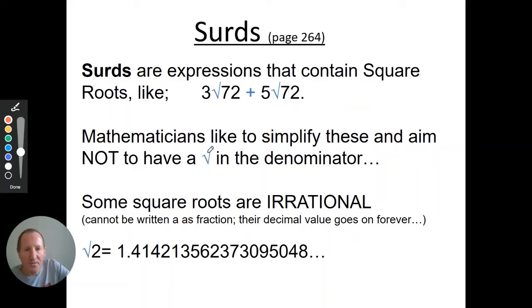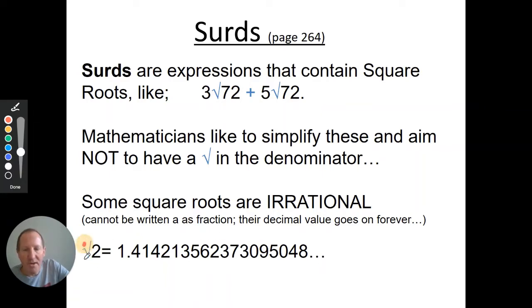Getting a square root sign out of the denominator we call rationalising, because it's linked to the fact that some square roots are irrational. That means their decimal goes on forever. They cannot be written as a fraction. We looked at that in chapter 7, writing long decimals as fractions, and you might want to do a revision of that at some point if you run out of things to do on this.